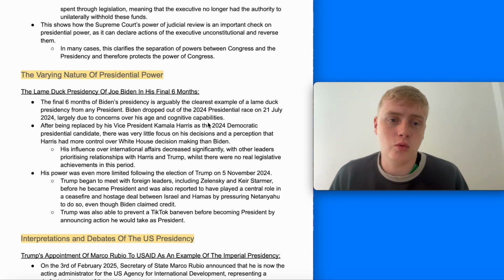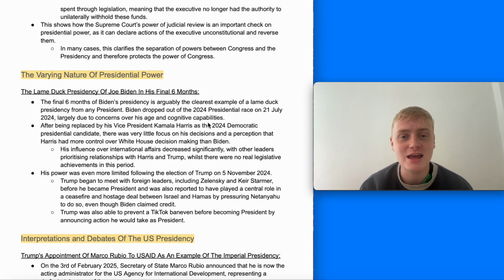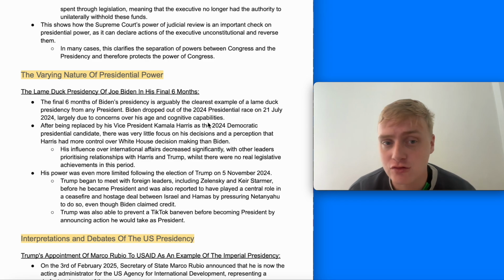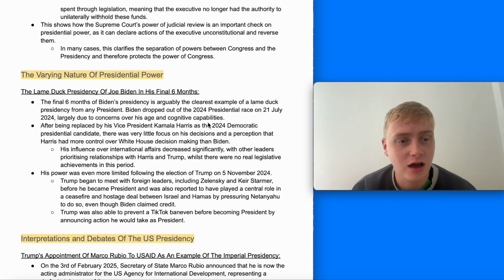Okay, the next example we're going to have a look at is in relation to Biden and the final 6 months of his presidency. This is probably, for me, one of the clearest examples in history of a lame duck presidency from any president. So Biden dropped out of the 2024 presidential race eventually on the 21st of July, largely due to concerns over his age and cognitive capabilities.